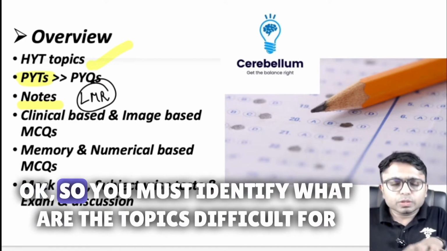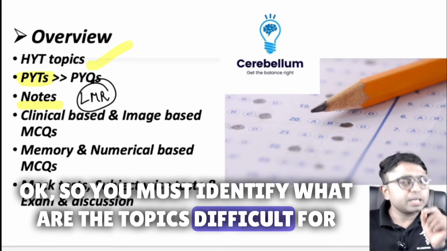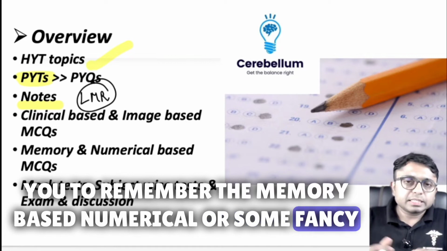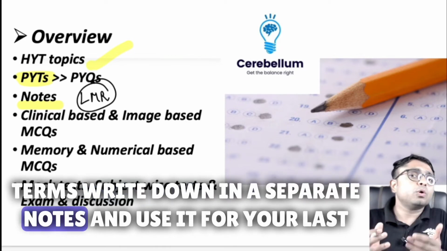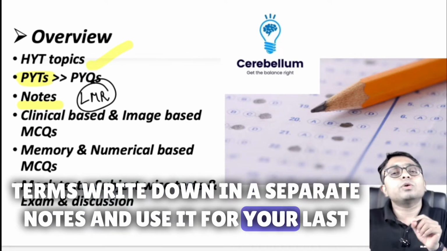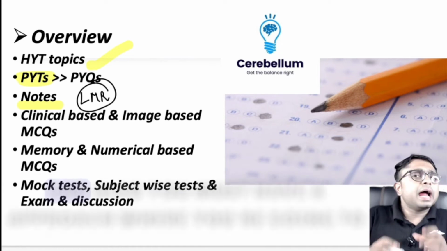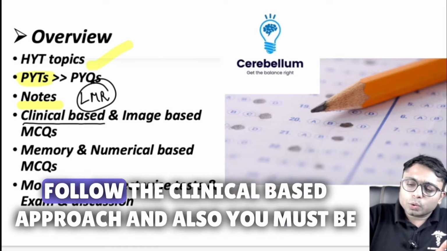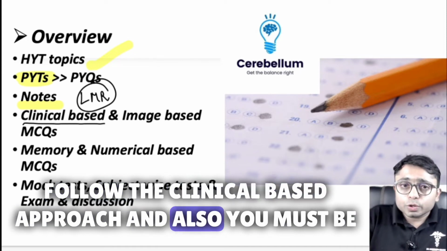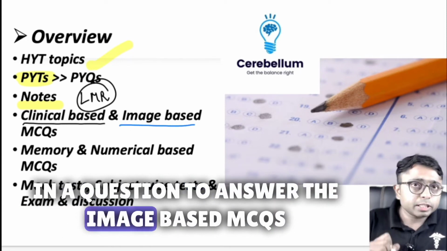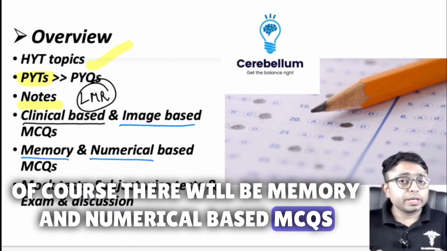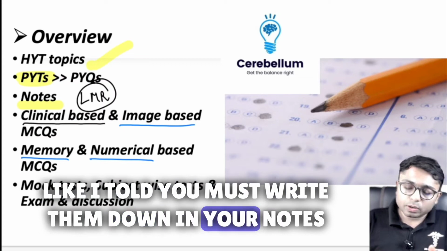Okay, so you must identify what are the topics difficult for you to remember, the memory based, numerical or some fancy terms. Write them down in separate notes and use it for your last minute revision. And also you must have an approach where you follow the clinical based approach, and you must be in a position to answer the image based MCQs. Of course, there will be memory and numerical based MCQs. Like I told, you must write them down in your notes.